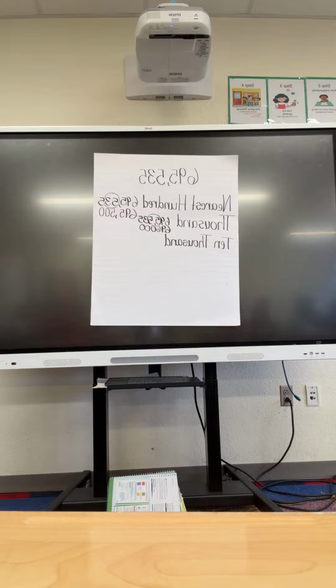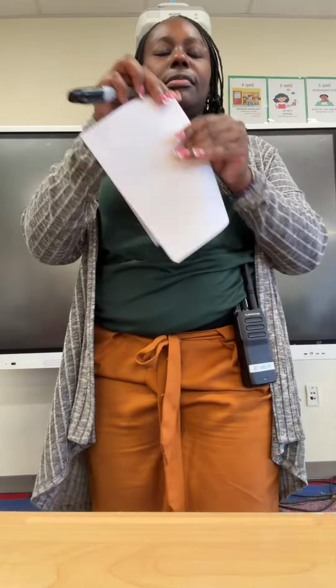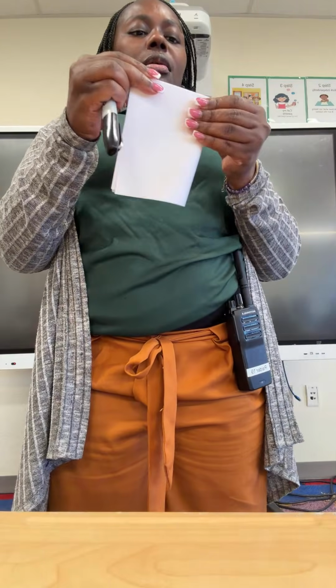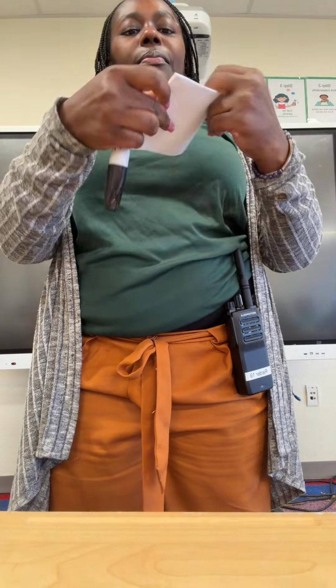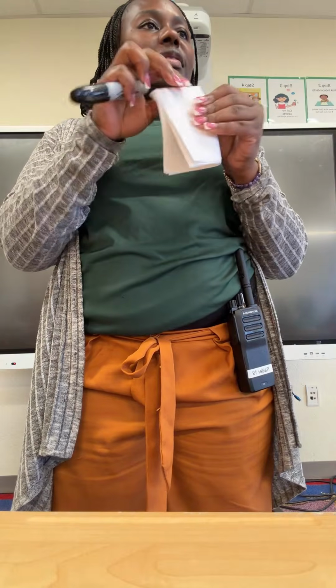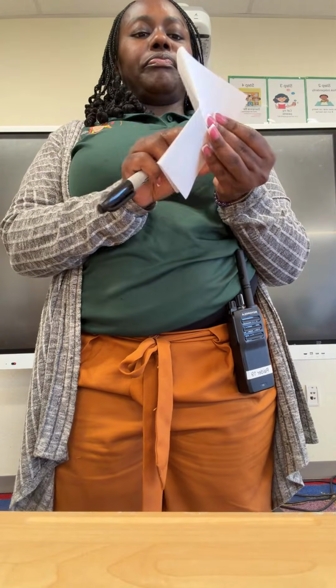I'm gonna give you this, and you're gonna round to the nearest 10,000 using the same strategy that we have there. When you circle the two digits, you're gonna do the same thing. So I'm gonna give you this, and you're gonna do the same strategy.